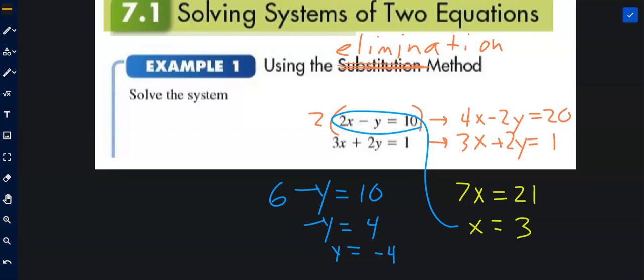Oh, and by the way, I know you can do subtraction, but I don't trust your subtraction. Focus on addition. Make one of the variables opposites of each other so you can add the equations together, and then you won't make any mistakes. Some of you like to do subtraction, and then some things fall apart.